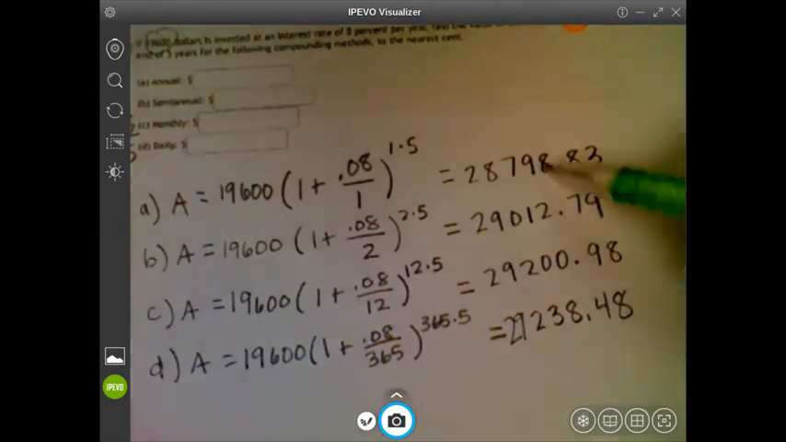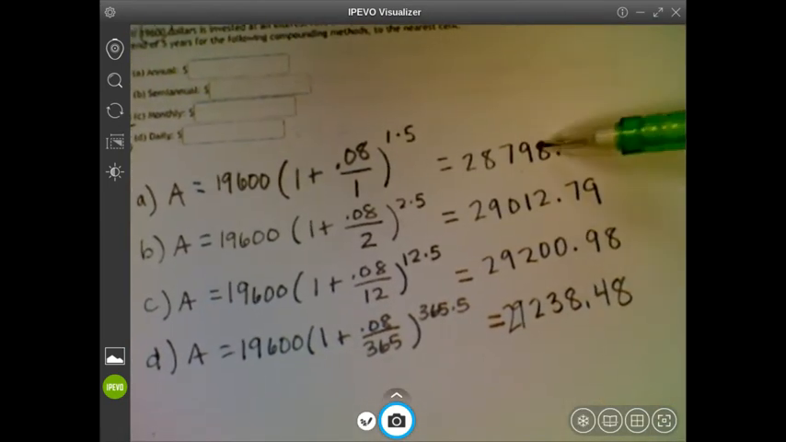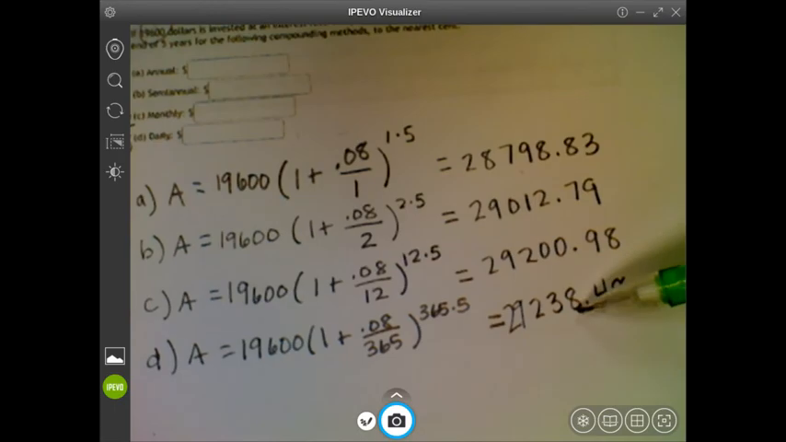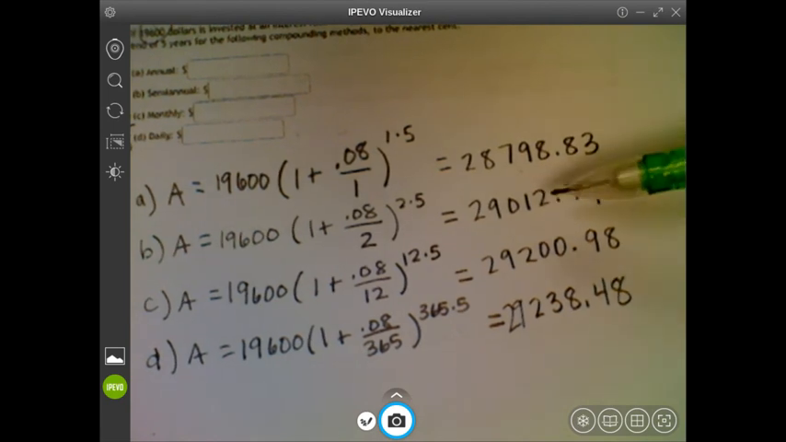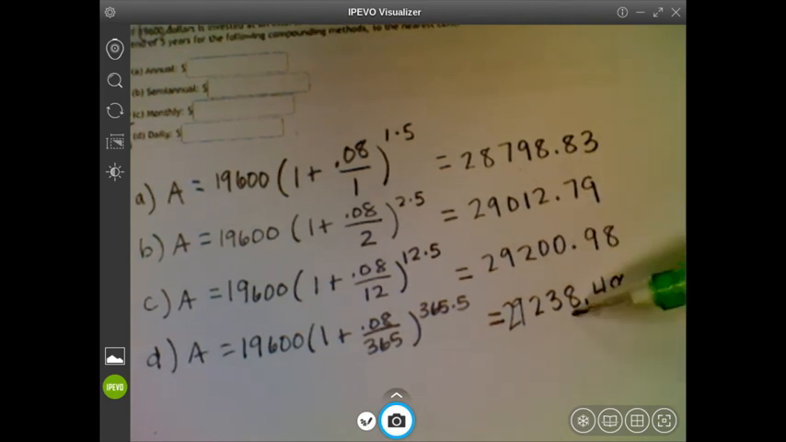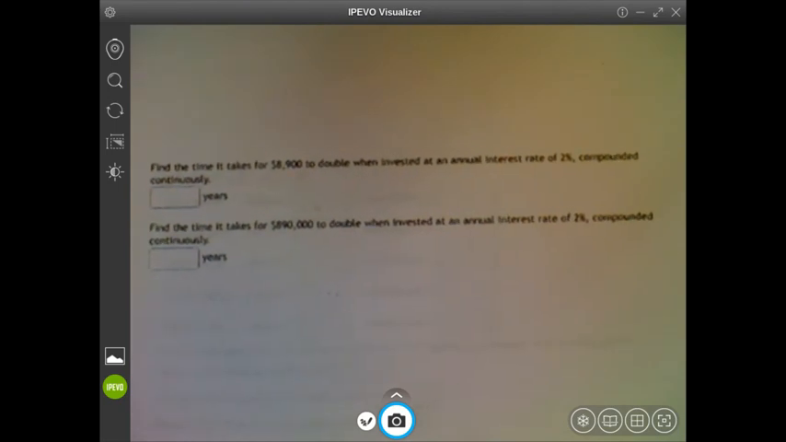All right, so there are your values for all of these. Notice that as you compound more often, the values go up. So once versus twice, 2 versus 12 times versus 365. And so when you get to where it's doing it more than 365, it's just continuous, that's when you get to the other formula. And that's where that e pops out. All right, so we do have some compounding continuously questions going on here. So let's take a look at those.